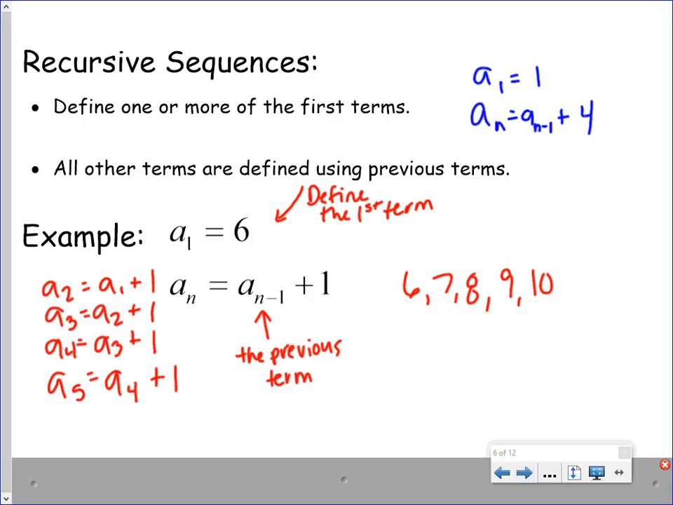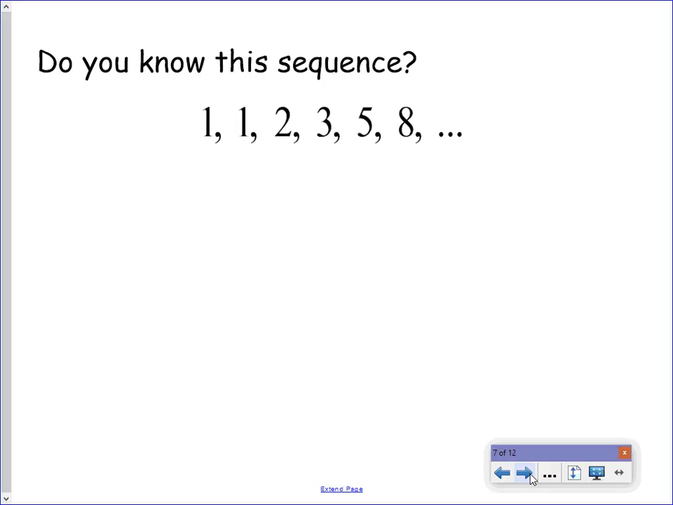Okay, moving right along. I'm going to skip this one. Does anybody know what this sequence is? 1, 1, 2, 3, 5, 8. Does anybody know what the next number is? How'd you get 13? Adding the 2 previous terms. 1 plus 1 is 2, 1 plus 2 is 3, 2 plus 3 is 5, 3 plus 5 is 8, 5 plus 8 is 13.